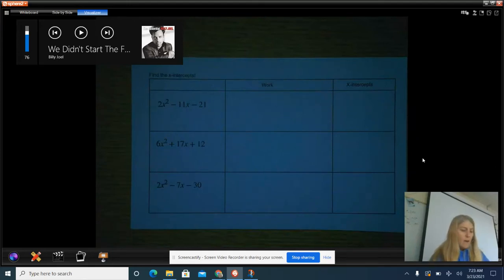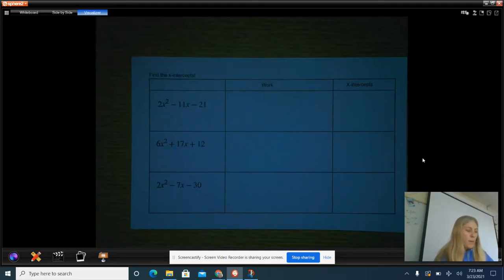So today we are working on our warm-up, and our goal is to find the x-intercepts of these parabolas. We know that they're parabolas because our highest power is an x squared. We can solve these two ways. We can either do a generic rectangle diamond problem, or we can do the quadratic formula. For our first one here, we're going to see if a generic rectangle diamond problem works.